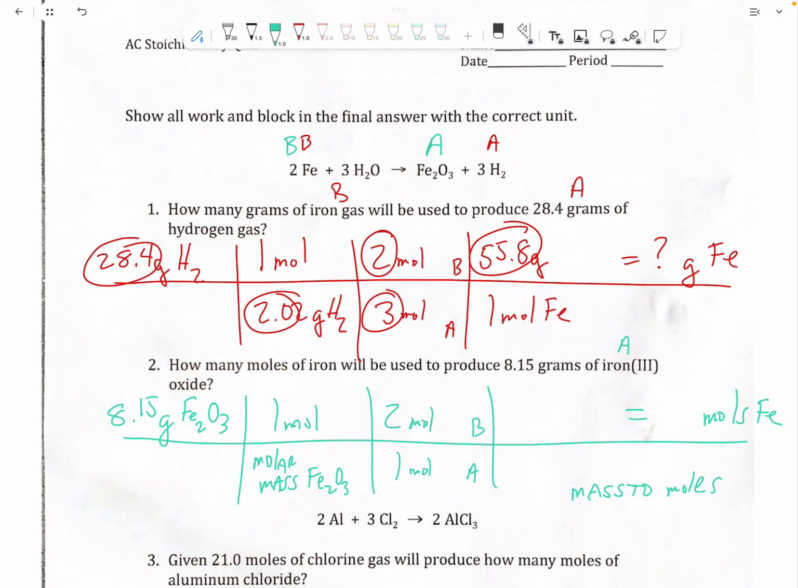And so now, all you have to do is take that number, 8.15, multiply it by 2, and divide it by the molar mass of Fe2O3. And there you have how you set up a moles or mass to moles problem in stoichiometry.